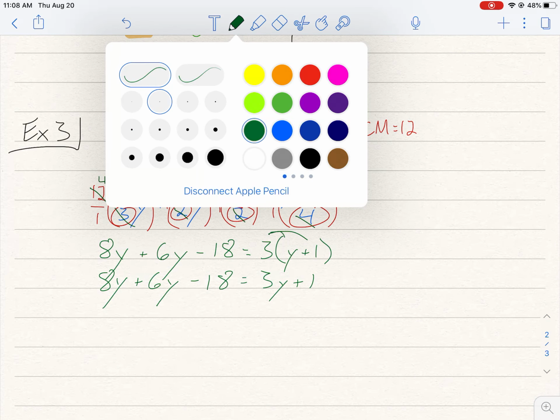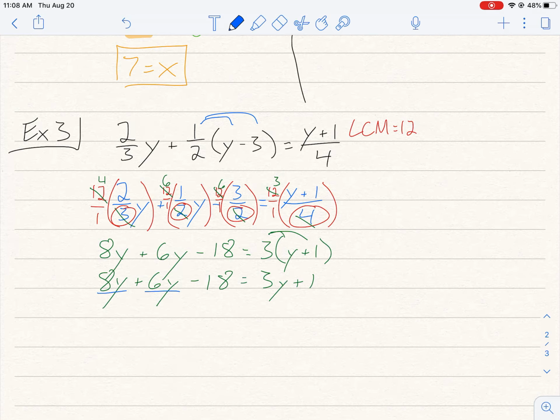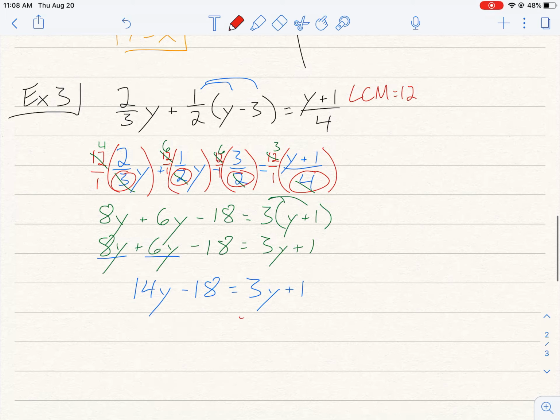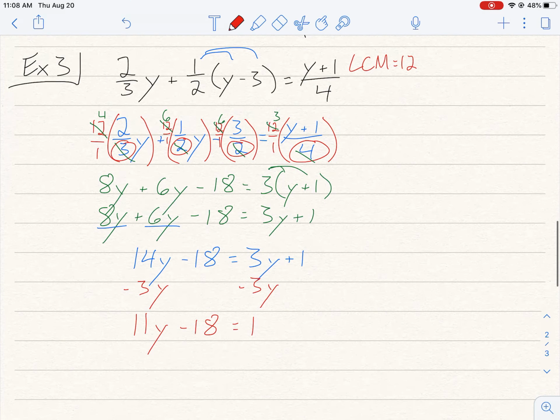So let's keep solving this. Combine your like terms. 8y and 6y gives you 14y minus 18 equals 3y plus 1. Move your variables. So subtract 3y. 11y minus 18 is equal to 1. Oh, whoops. Silly Mr. Epperly. When I distributed here, that should be a plus 3. So plus 3, plus 3. This makes more sense to me now. That should be a 3.